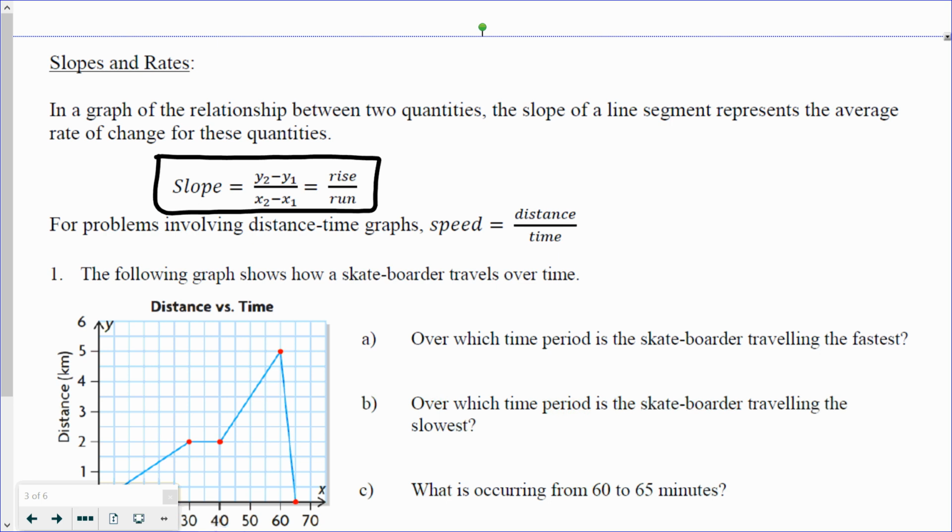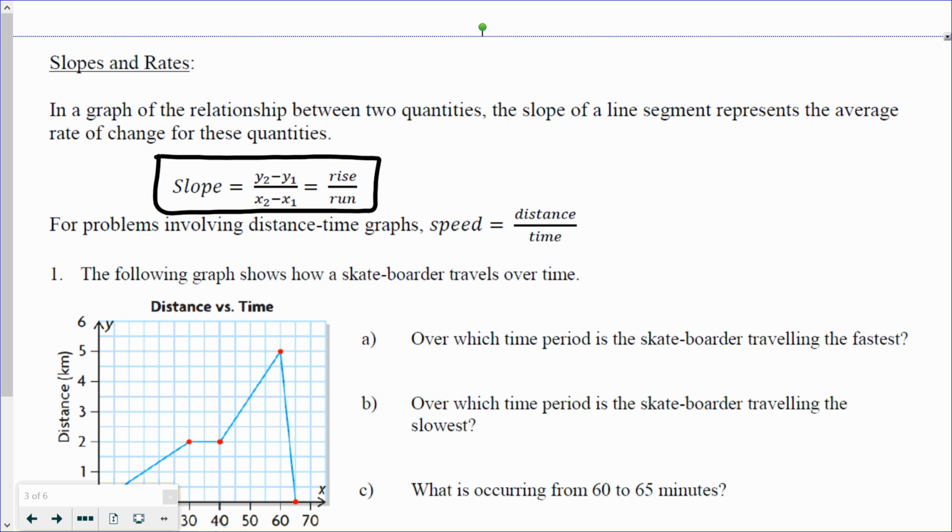So slope is equal to rise over run. A lot of students can get to that, but what rise means is your change in y values, so up your y-axis or your vertical axis, and your run is your change in x values, so across your x-axis or your horizontal axis. So rise over run is what slope is equal to.